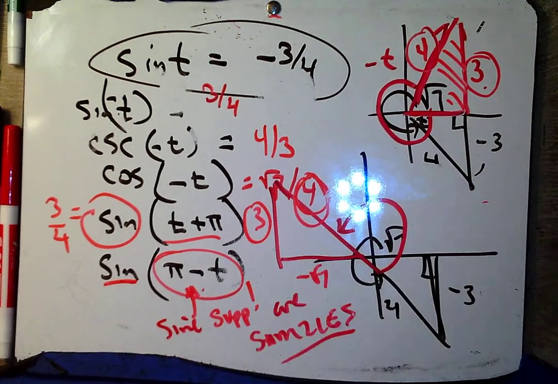Now, I have a problem here with the way I've drawn this and the definition of supplementary angles. Because remember, supplementary angles have to be positive, and they have to be between 0 and pi.